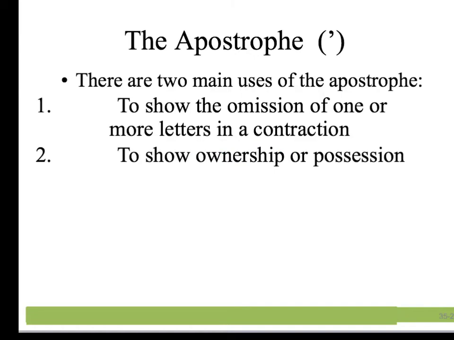So there are two main uses of the apostrophe. First, to show the omission of one or more letters in a contraction, and to show ownership or possession. So let's take a closer look at both of these uses.